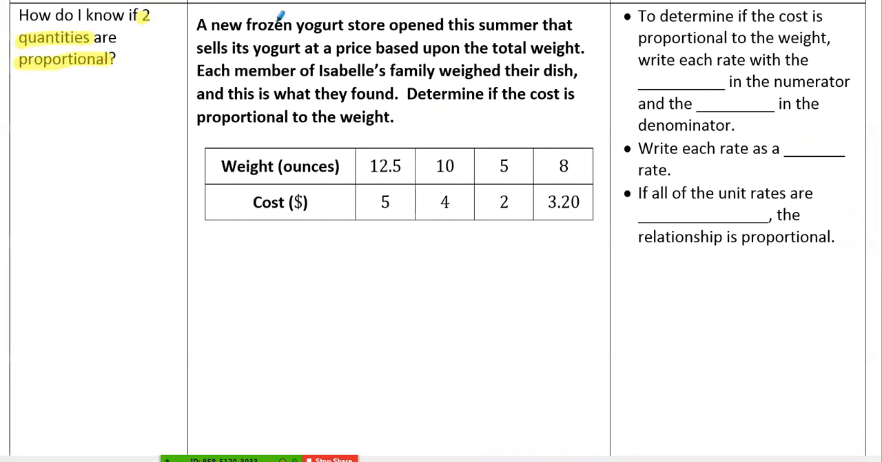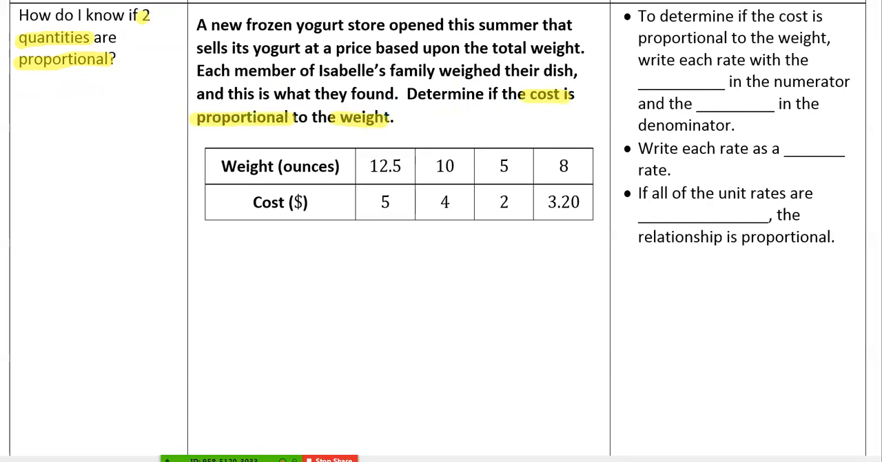A new frozen yogurt store opened this summer. Oh, summer, you seem so far away. It sells its yogurt at a price based on the total weight. That makes sense. The more that you get, the more you pay. Each member of Isabel's family weighed their dish, and this is what they found. Determine if the cost is proportional to the weight.